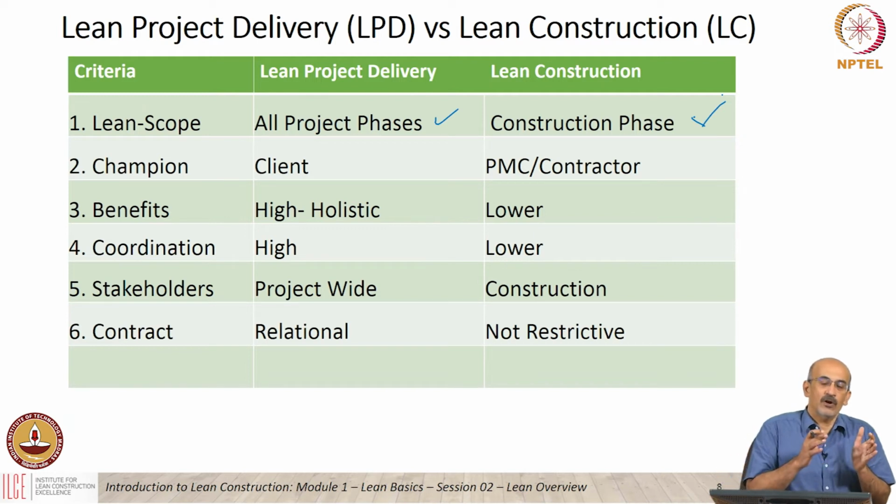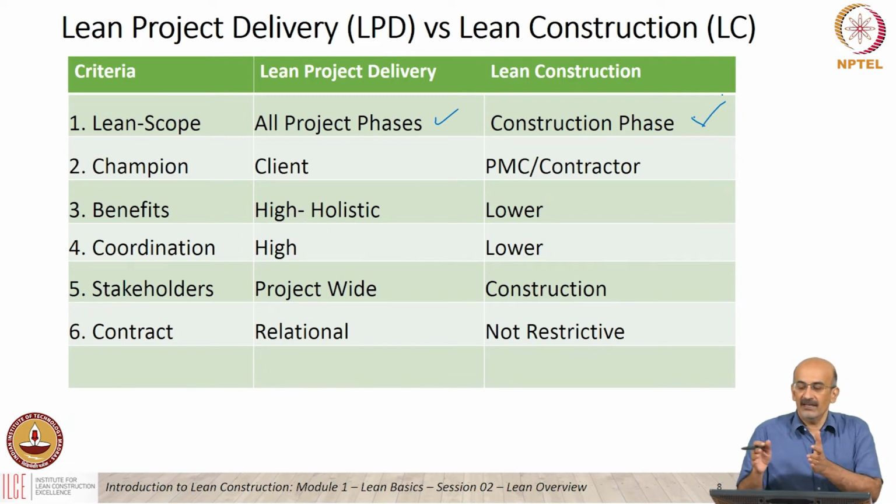When you look at it from a contract perspective, lean project delivery requires relational contracting, more relational type. Whereas in lean construction, it's not necessarily restrictive. You can have a kind of contract which comes into the construction phase. The PMC or the contractor tries to implement lean, gets, like we said, less benefits, but with less effort and coordination, and whatever benefits are obtained are still relevant and valuable.